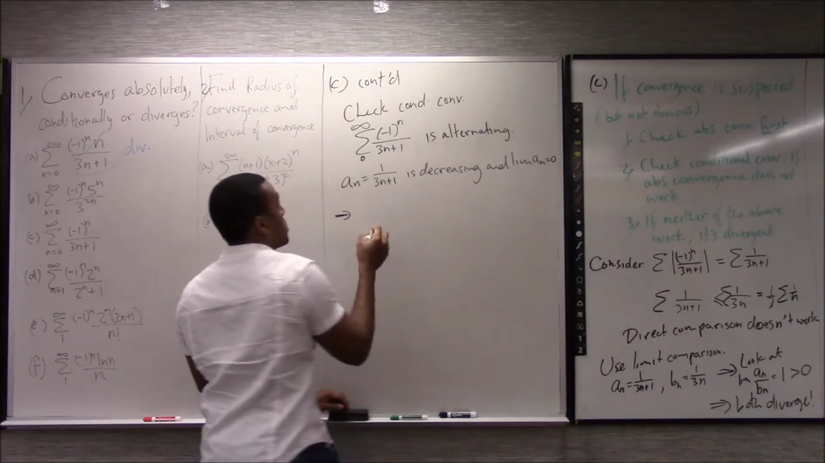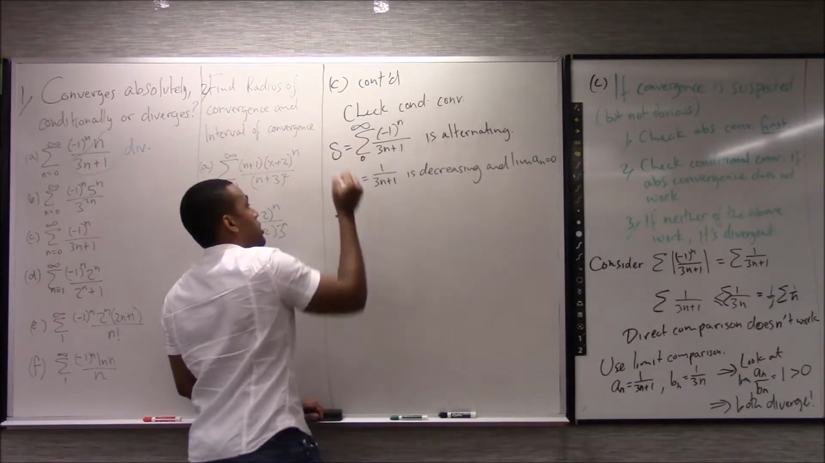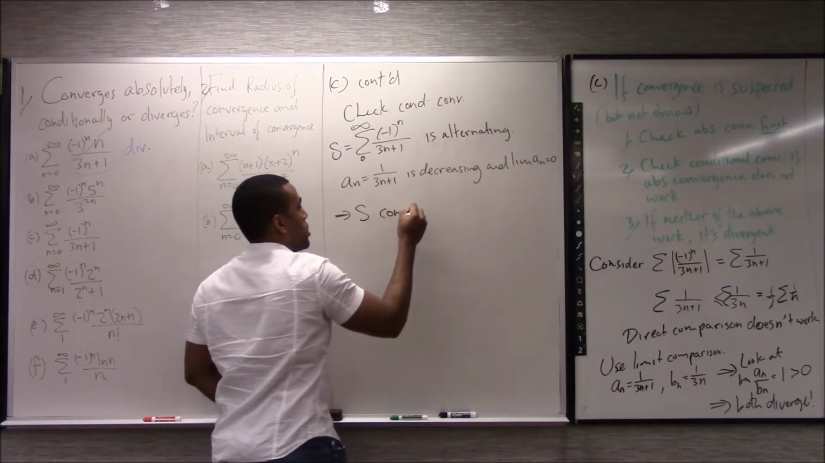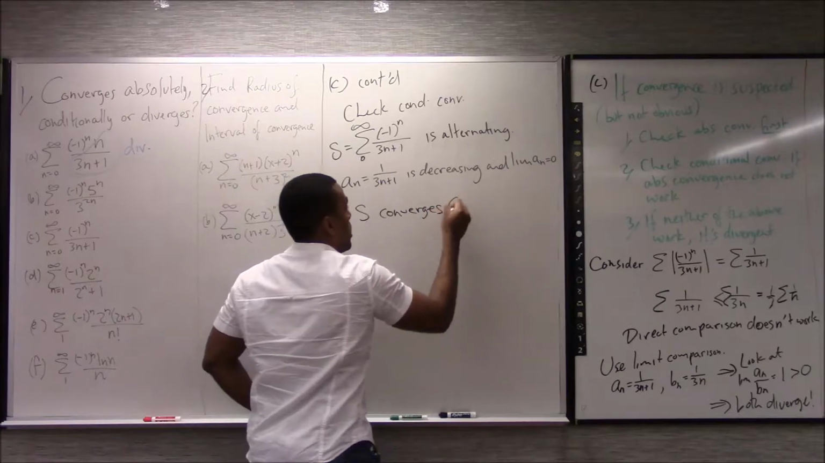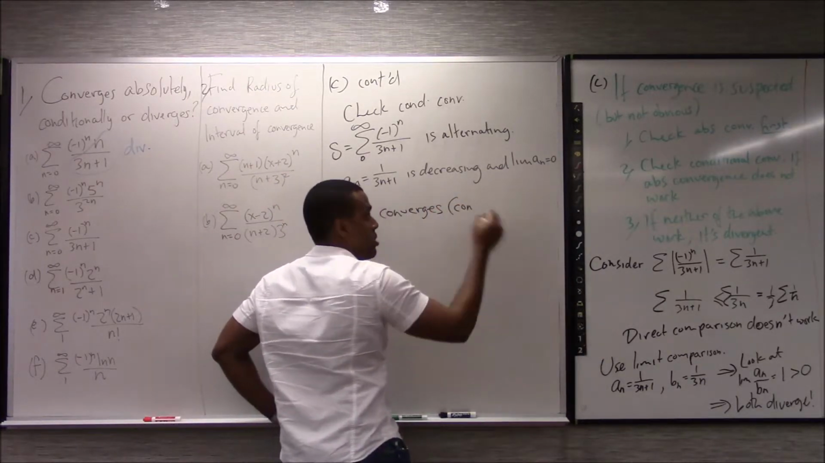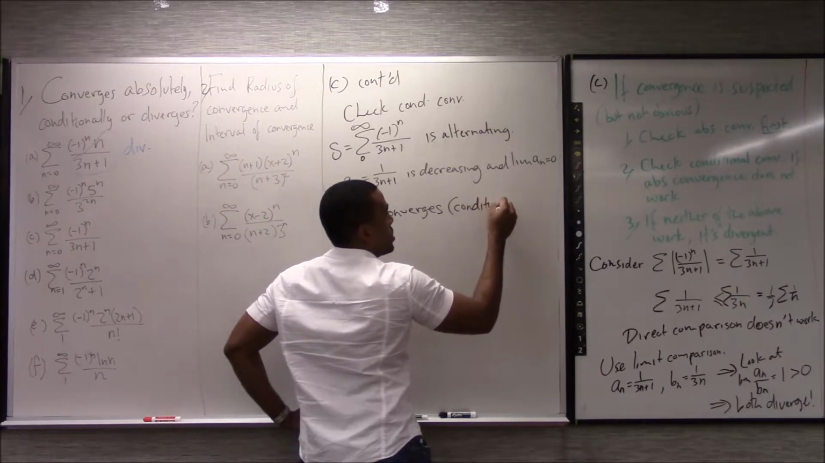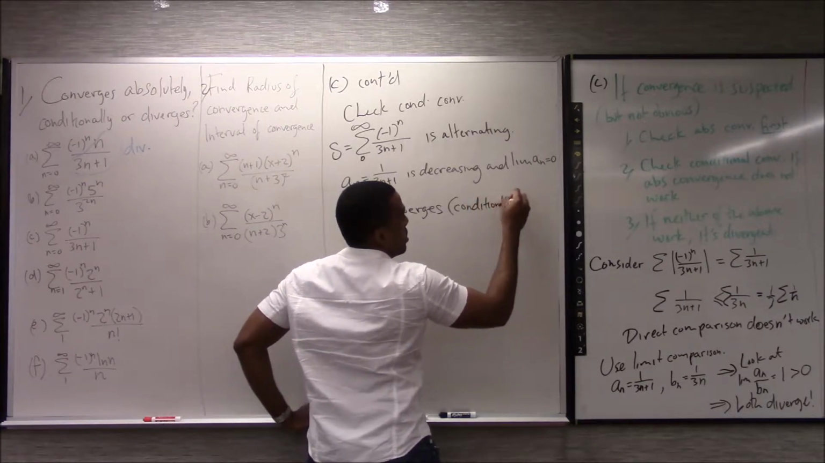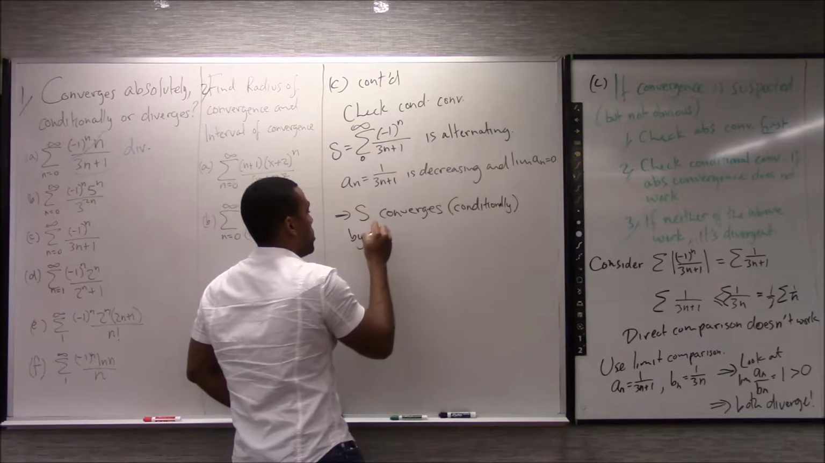This implies, let's call this S, S converges. And you'd have to put conditionally here because with absolute value signs it didn't converge. So in this case it converges conditionally by the alternating series test.